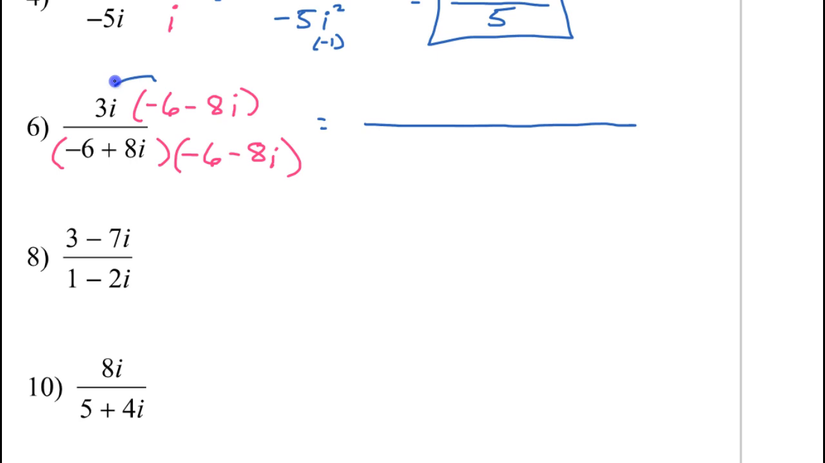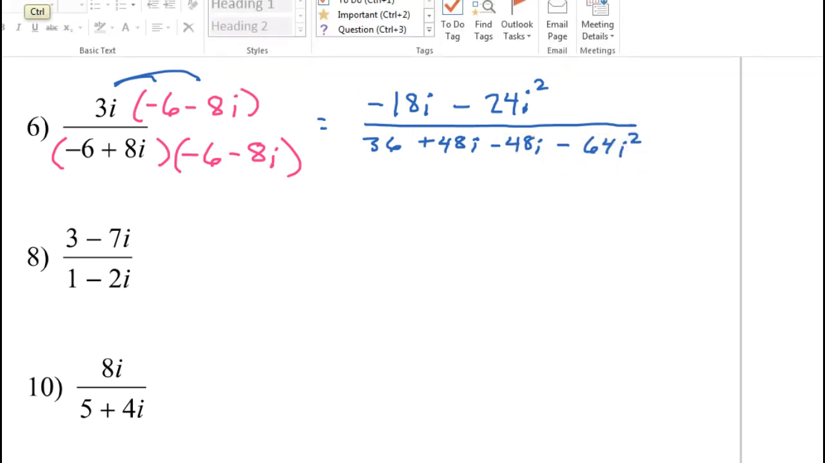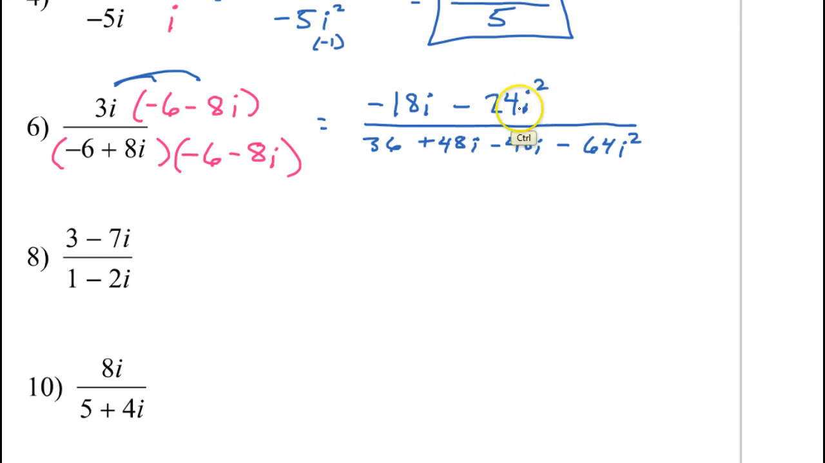Okay, in the numerator, I'm just doing the distributive property. So this is going to make negative 18i, and then negative 24i squared. So that's all I have here. Now in the denominator, I'm going to have to FOIL this, or double distribute, whatever you want to call it. So negative 6 times negative 6 is 36. Negative 6 times negative 8i is positive 48i. 8i times negative 6 is negative 48i. And 8i times negative 8i is negative 64i squared.